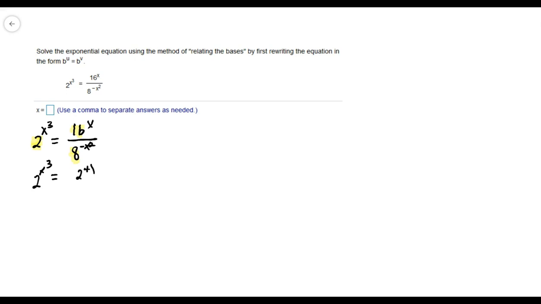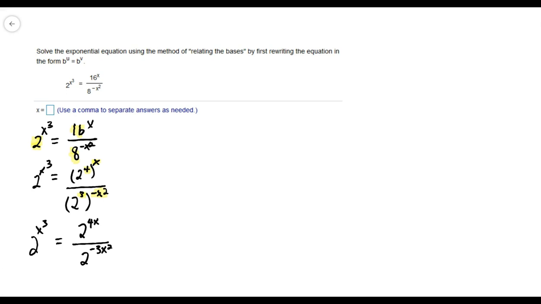16 is 2 to the fourth. Carry down that exponent of x. 8 is 2 to the third, and carry down that exponent of negative x squared. Now I'm going to use the power rule and simplify this by multiplying the exponents. So that becomes 2 to the 4x. I can use the power rule right here, multiplying these exponents. And that becomes 2 to the negative 3x squared. On the left-hand side, I'm just carrying that down. It's not changing.